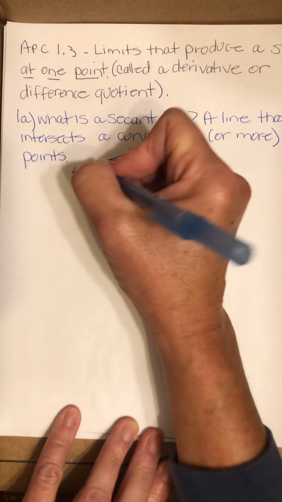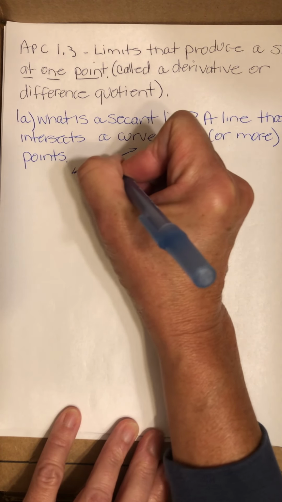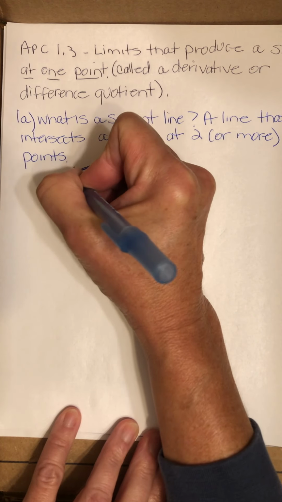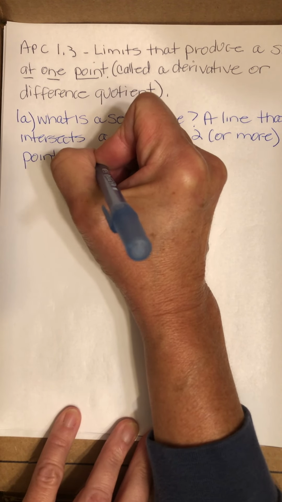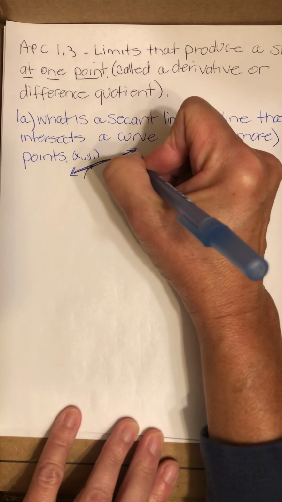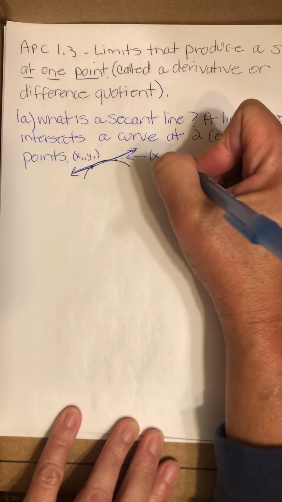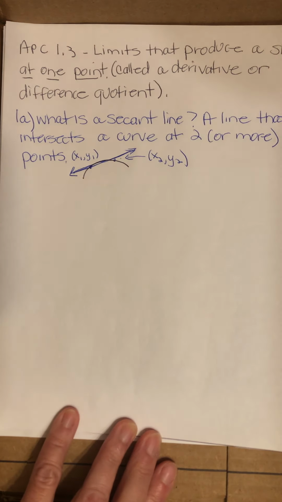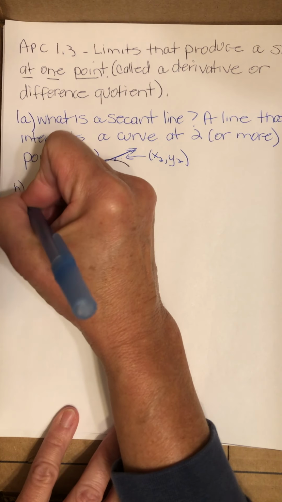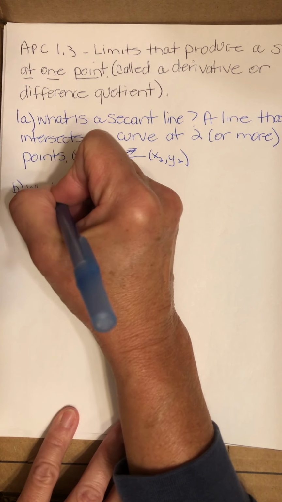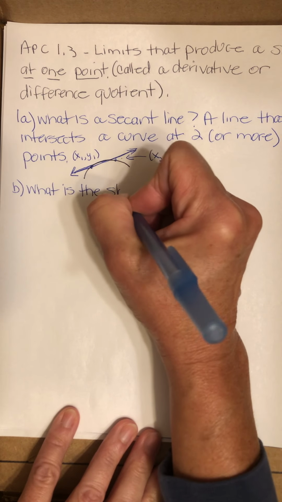And it doesn't matter the order. I'll make it go through the points a little bit better, a little bit thicker line. But notice this could be the point x1, y1, and this could be the point right here, x2, y2. There we go. So what is the slope of a secant line? So here's B. What is the slope of a secant line?